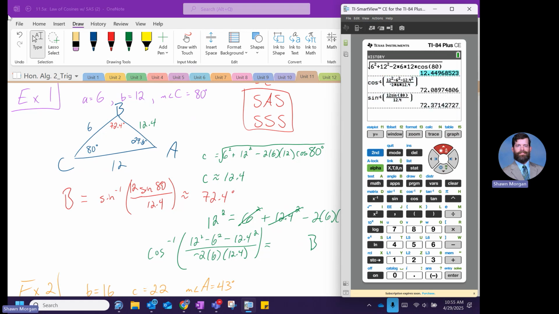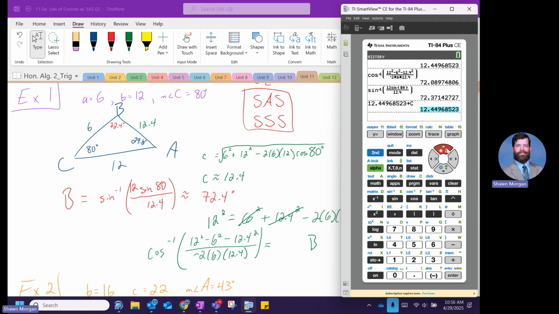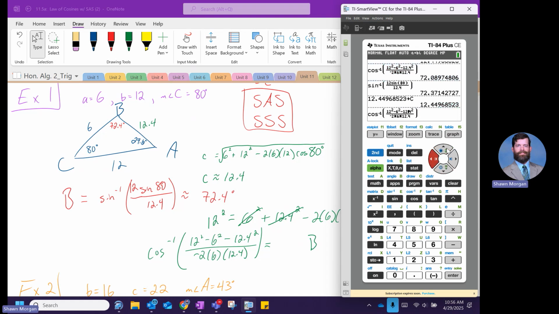Instead of using 12.4, watch this. Do y'all remember the store option? Store that for your variable. What was 12.4? It was a little c, so I'll just store it as c. And then I'll go up here, and instead of 12.4 squared, I'll just type c. I delete, delete, delete, and then put c in there.